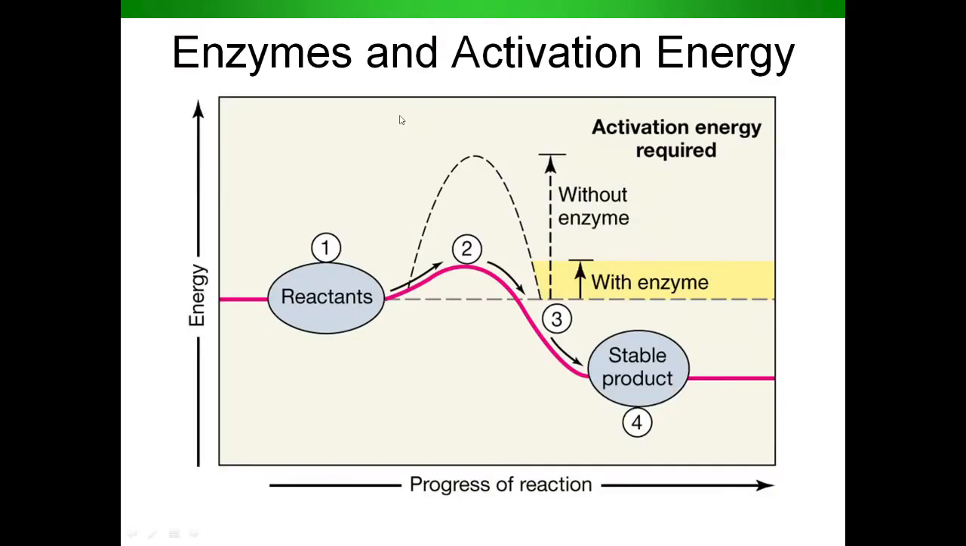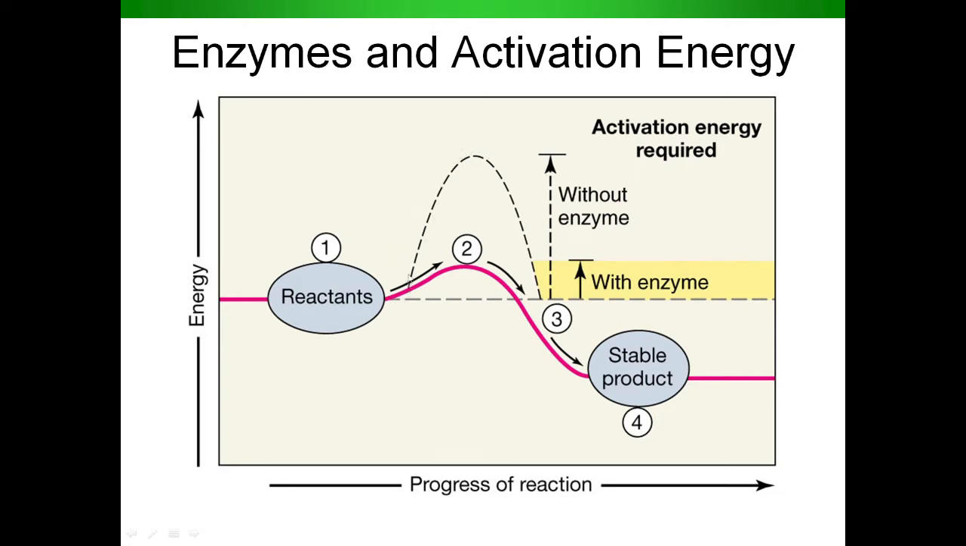This slide right here shows a graph of activation energy. Here we've got on the x-axis the progress of a chemical reaction, and on the y-axis, the amount of energy that goes into making that chemical reaction happen. And when you've got a chemical reaction taking place, you take substrates or reactants, make them react with one another in order to get a more stable product. Right? Now, in order to get the reactants to go to products, you need to add activation energy.